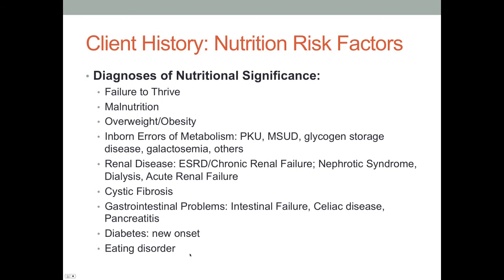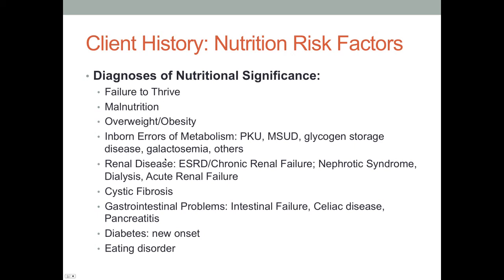And then they're also going to look in particular to try to find diagnoses that they consider to be of special nutritional significance. So if the diagnosis is failure to thrive or malnutrition, that's obviously a nutrition red flag. But also if they're overweight or obese, if they have an inborn error of metabolism, the more common ones being like, for example, PKU.